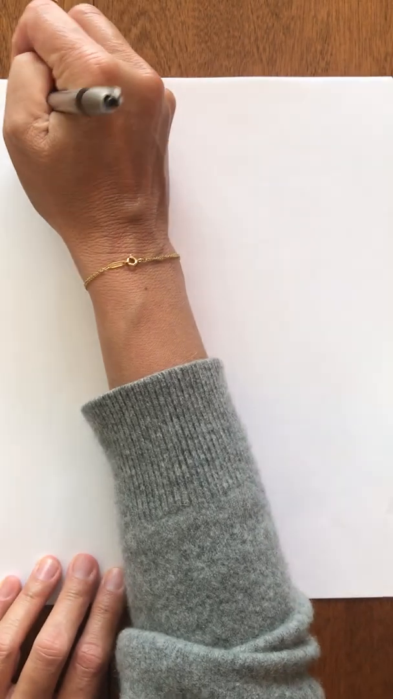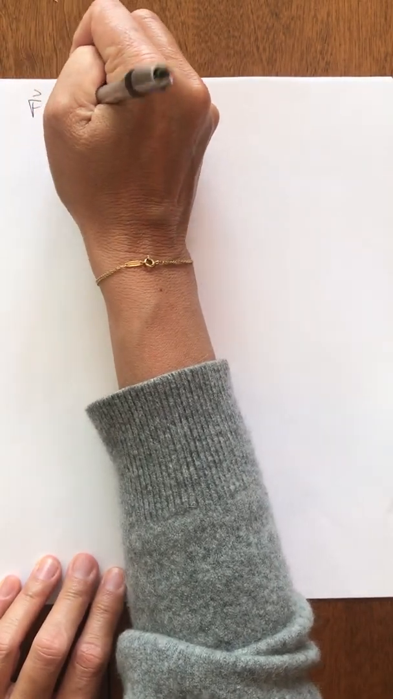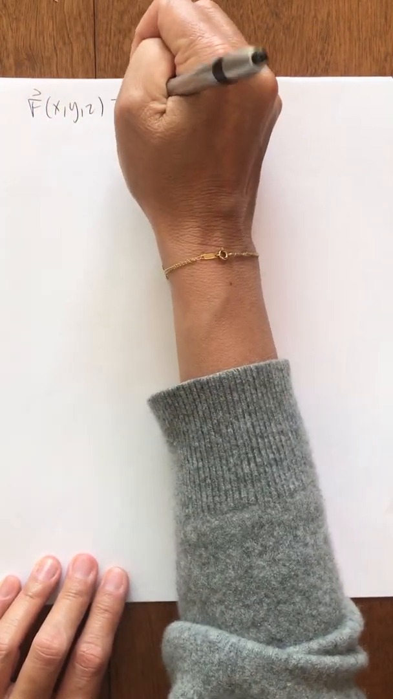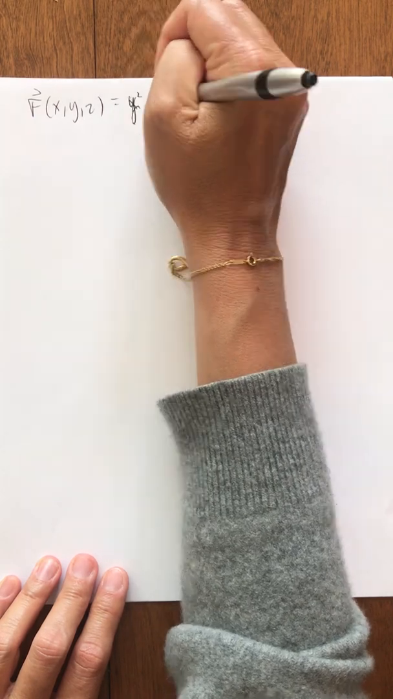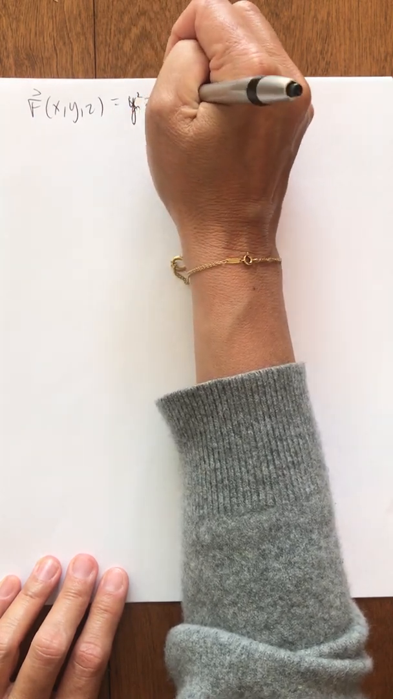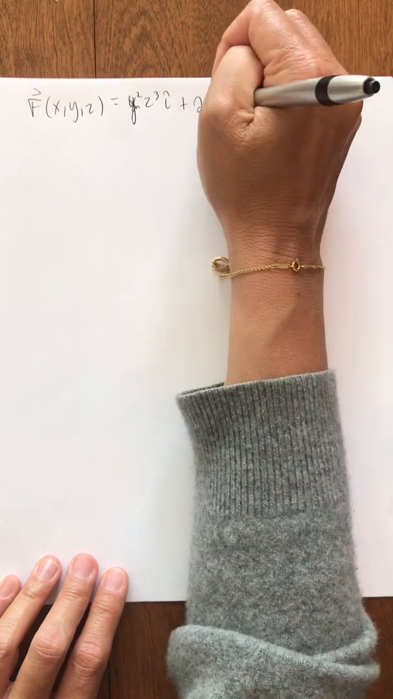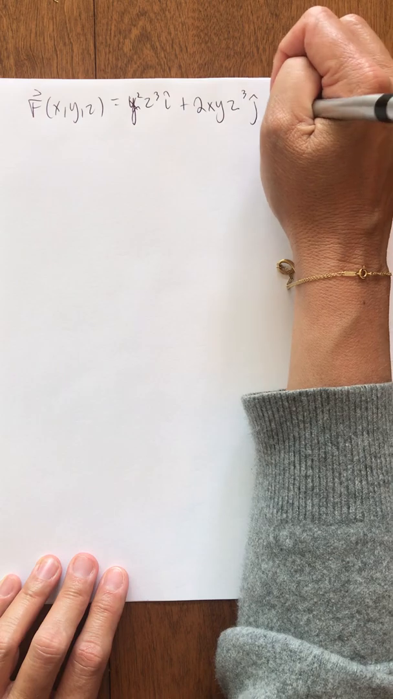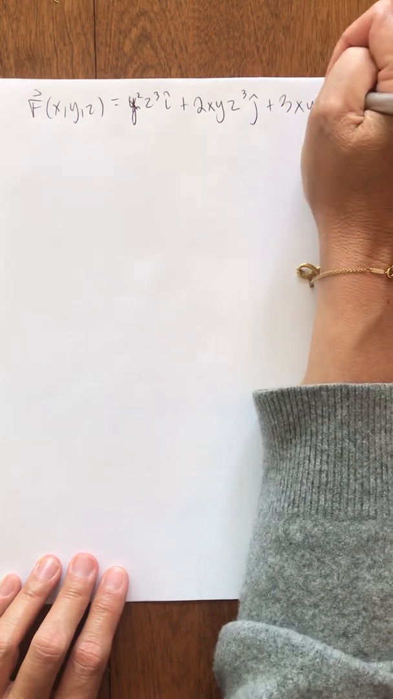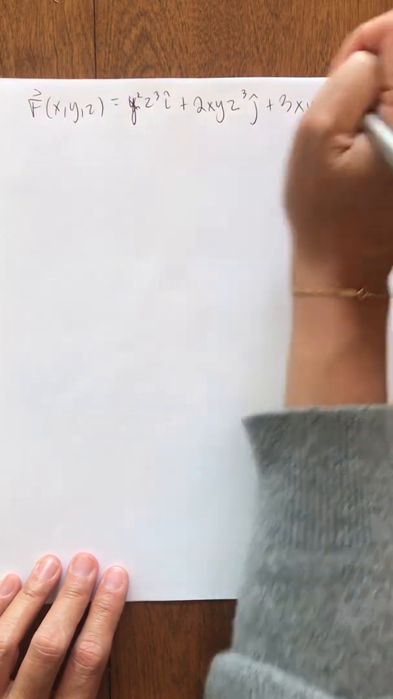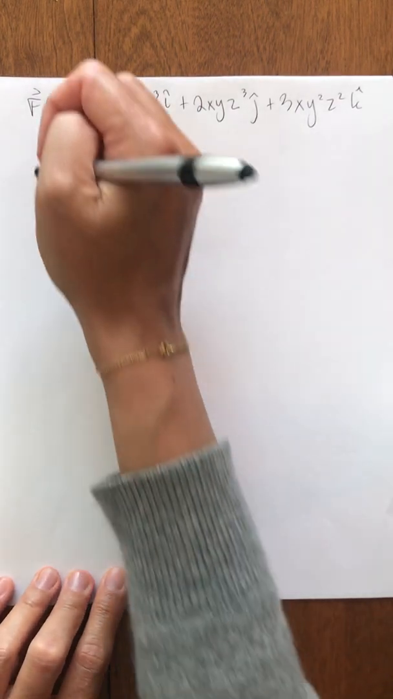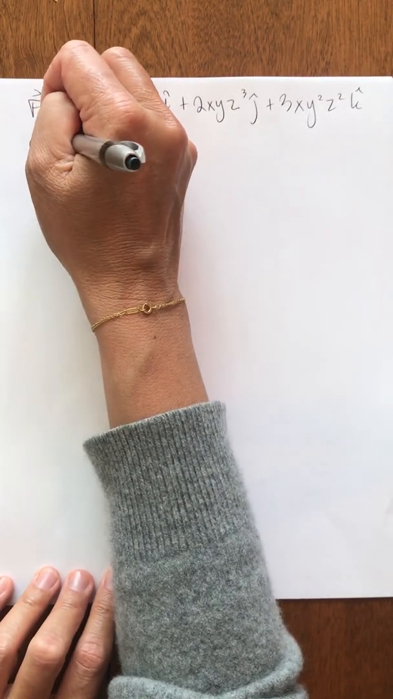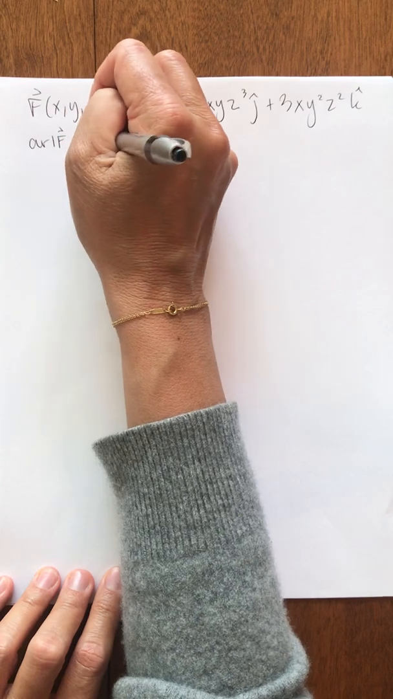So let's take a look at what that might look like. Let's give us an example of a vector field. Let's say that f of x, y, z is x squared, let's do y squared z cubed i hat plus 2xyz cubed j hat plus 3xy squared z squared k hat. So the first thing we need to find is whether curl f is equal to 0.